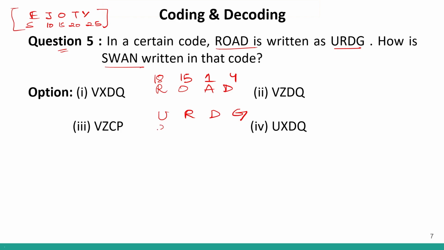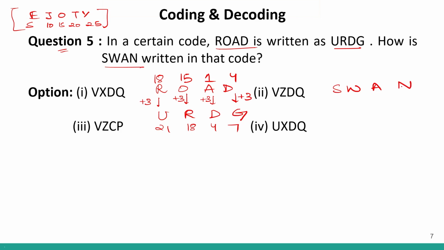For U, R, D, G it is 21, 18, then D is 4 and G is 7. Now from 15 to 18 I'm going plus 3, from 18 to 21 also plus 3. From 1 to 4 I'm going plus 3, and from 4 to 7 also plus 3. That means each alphabet is moving ahead by 3 positions. Correct?